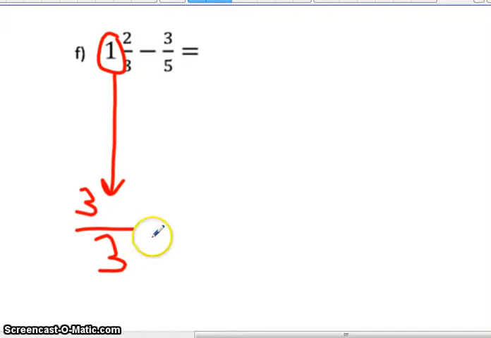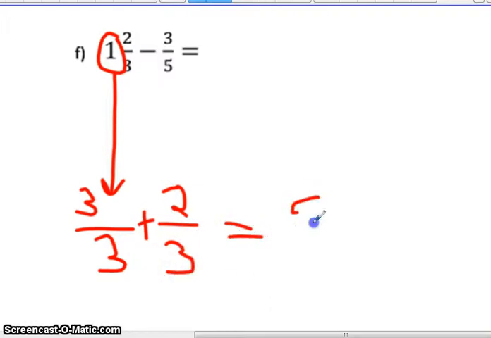So 3/3 is 1, plus 2/3, and that equals 5/3. Yes, it is an improper fraction, but we can worry about that later, and we're subtracting, so it's not going to affect it in the long run.